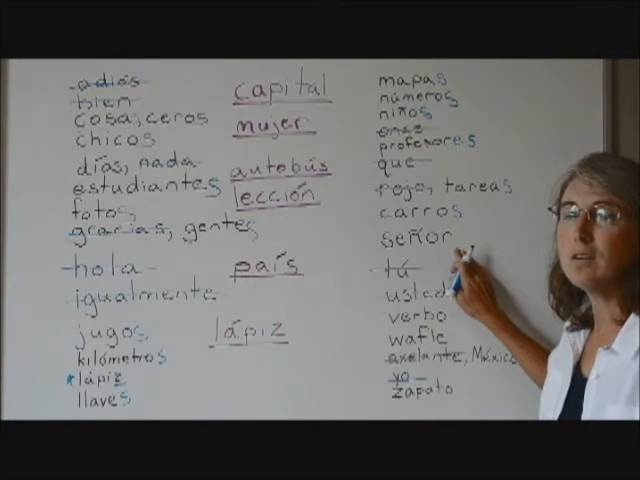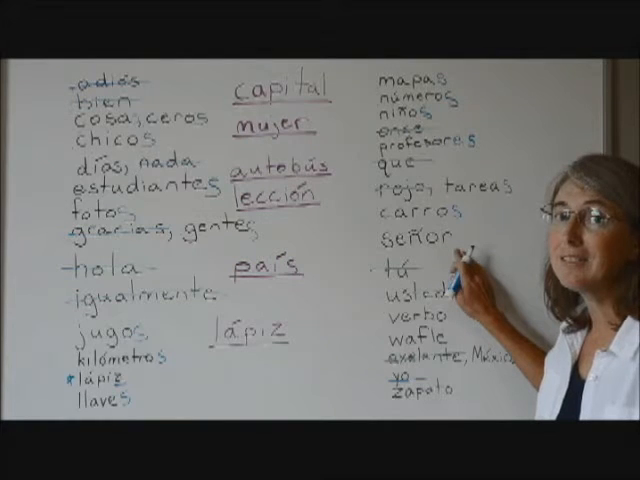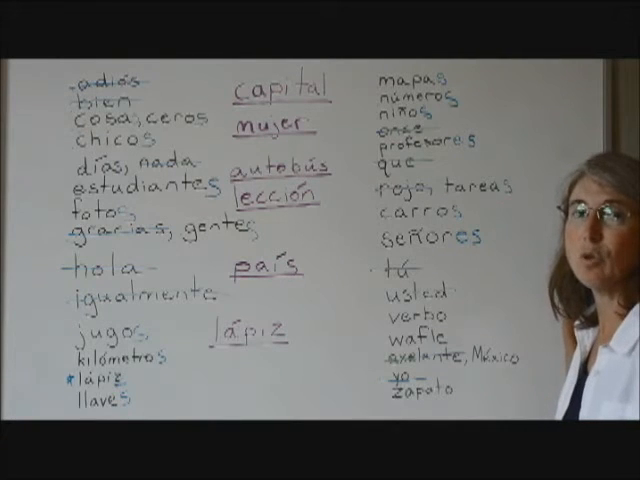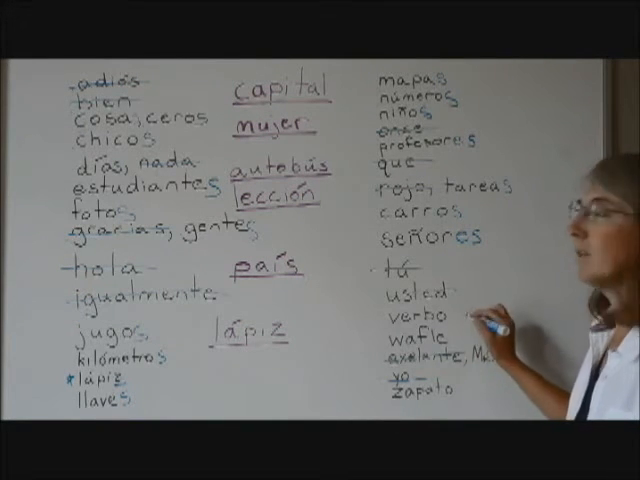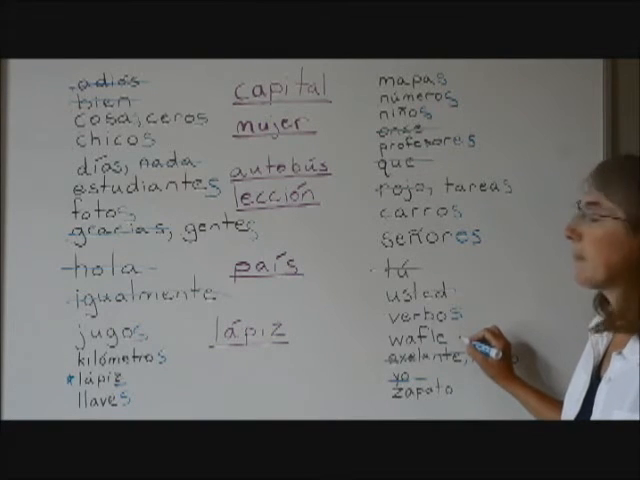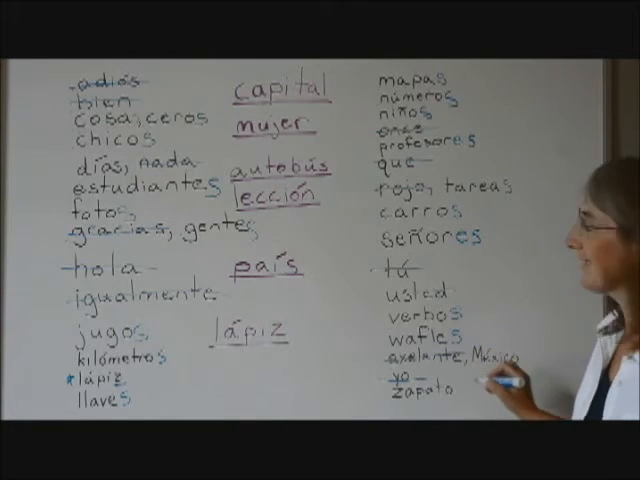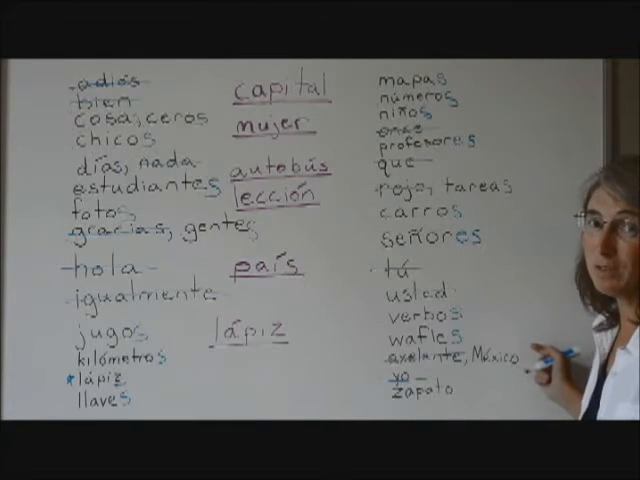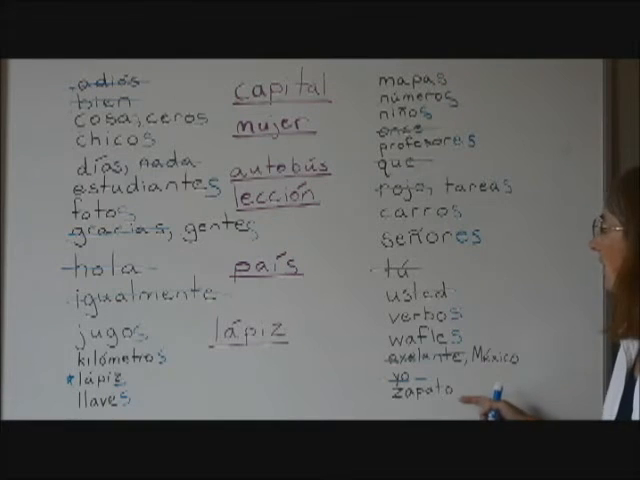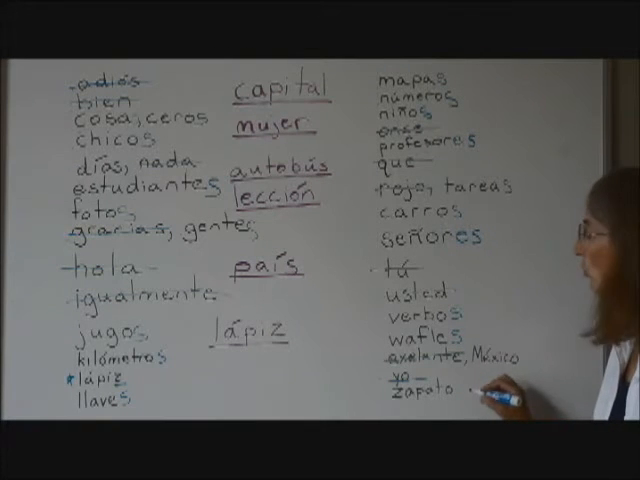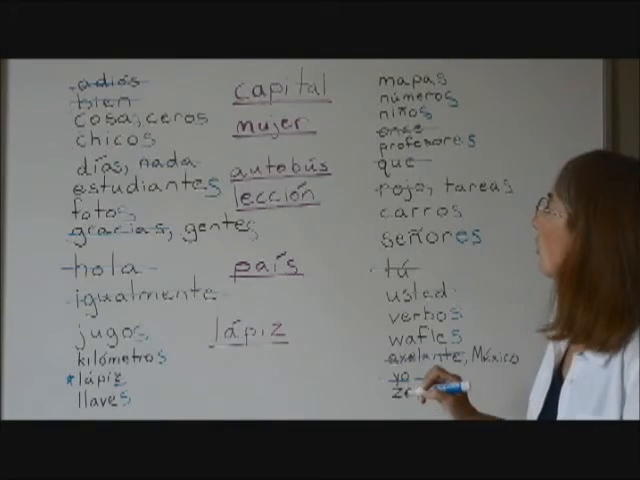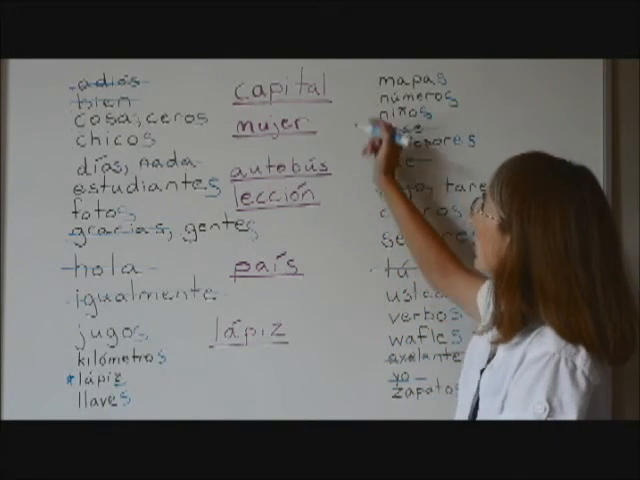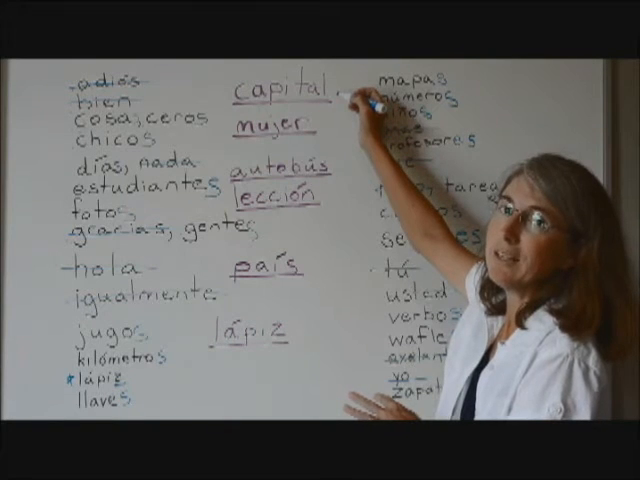Now this one ends in a consonant. Are we going to add S or ES? ES. So we have señor, señores. Verbos. Waffles. We could have more than one Mexico, but it's not likely. But if we wanted to, what would we add here? We would just add S. Shoes, it's going to be zapatos. Zapatos. Okay, now these in the middle and this one right here, this is one in the middle.